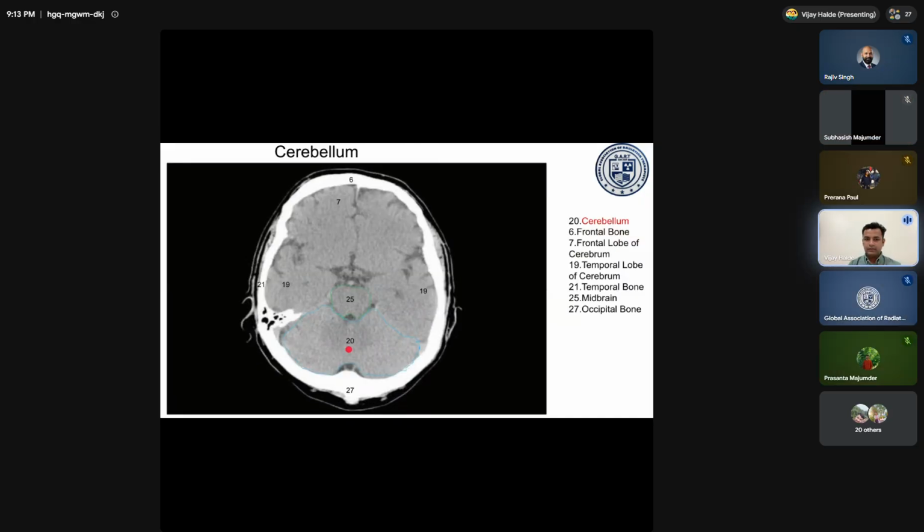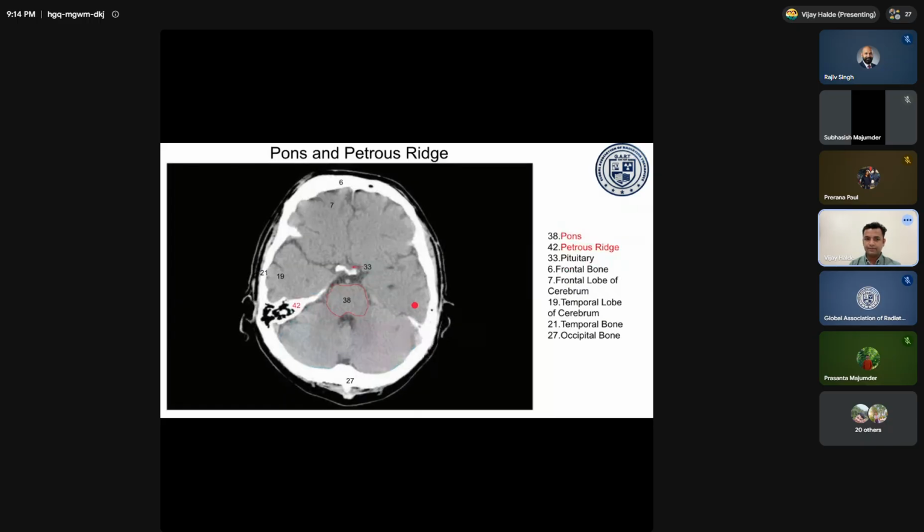At this level, the cerebellum occupies the larger portion of the posterior cranial fossa. The temporal lobes are seen here, denoted by number 19. On either side, these two lobes are seen. It is an important structure in posterior fossa tumors and metastatic malignancies also.